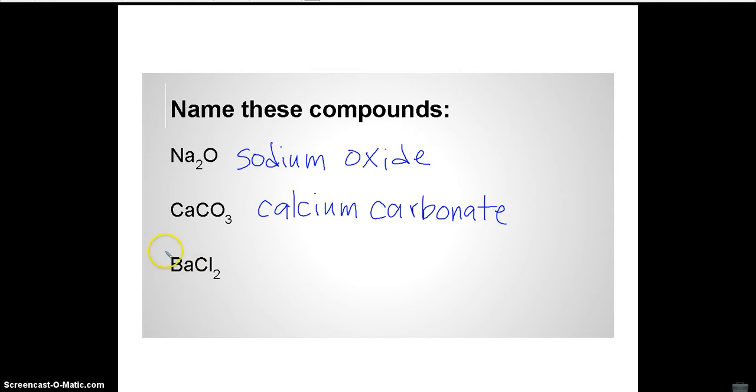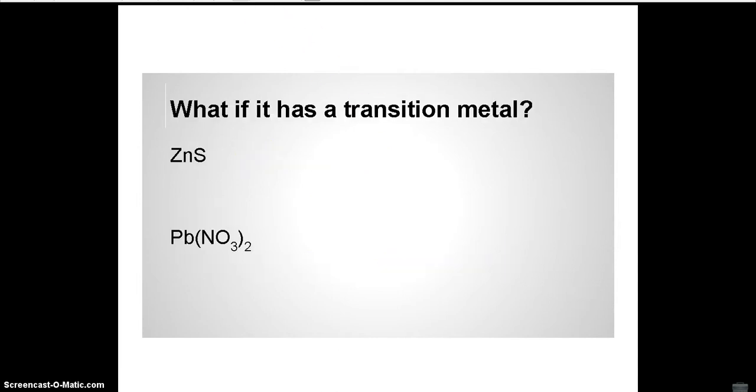Okay, next example, Ba is barium. Very good. And Cl would be called chloride. So barium chloride. Now, what if it has a transition metal in it? Well, transition metals are special. They have to have a Roman numeral in their name to tell us what the charge is. So we have to take these ions apart to figure out that positive charge to name a transition metal. So for the first one, Zn is zinc. So we know it's going to be zinc, some Roman numeral in parentheses, and then S is sulfide.